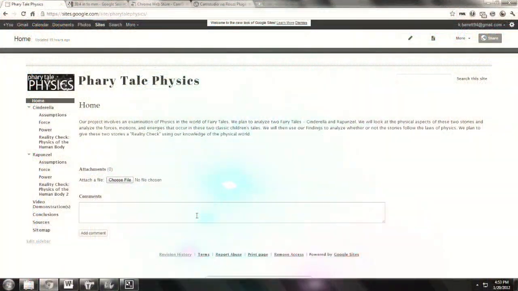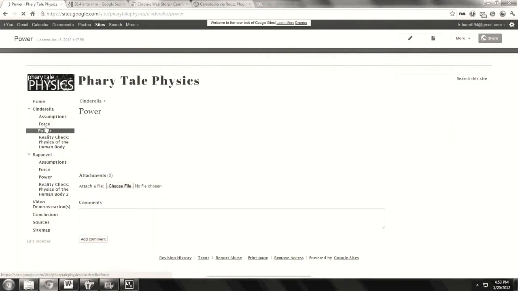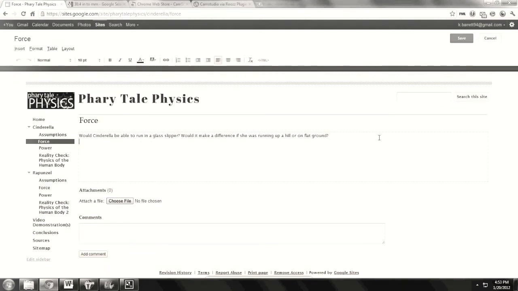We decided that a website would be the best way to display all our findings and background information so that anyone could log on and look at what we had discovered. To create the website, we used Google, and we named it Fairy Tale Physics. We tried to organize it so that you could go through and see exactly how we collected the data.